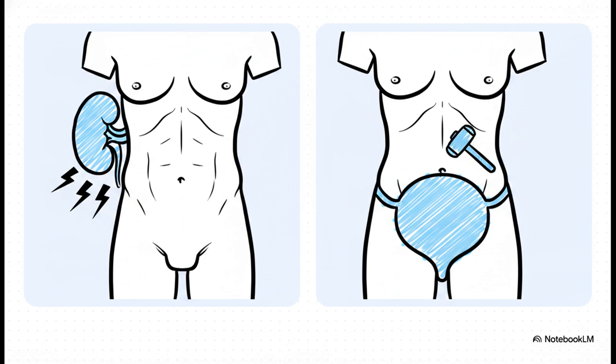But contrast that with a lower tract obstruction, like a blocked urethra. In that case, the pain is going to manifest right above the pubic bone. And if you tap on their lower abdomen, you'll find a distended, palpable bladder that sounds totally dull to percussion. It's pretty amazing how the symptoms map perfectly to the anatomy.